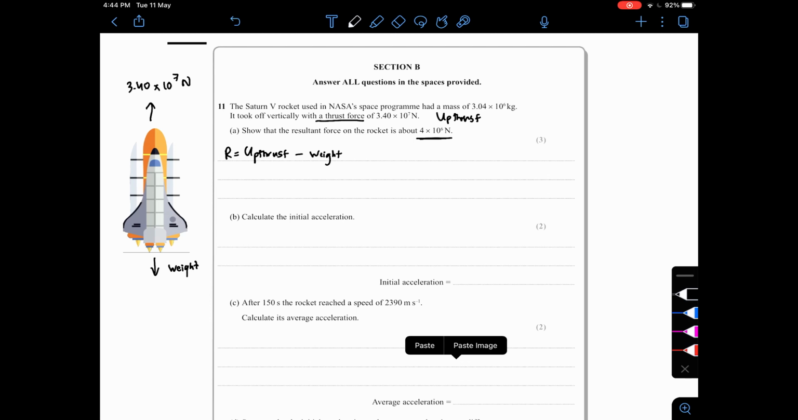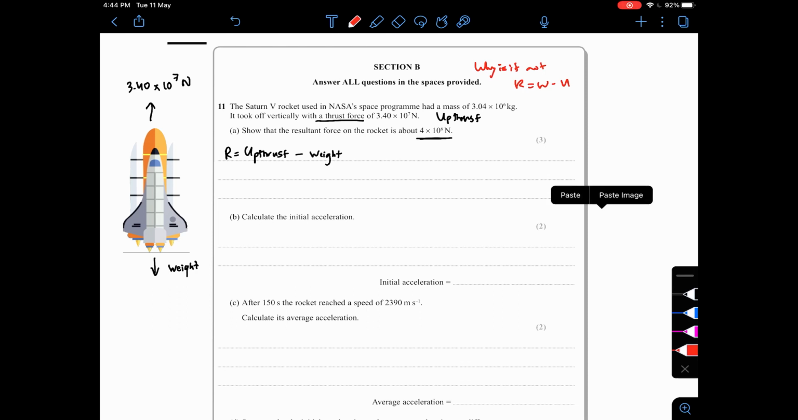Now why is it upthrust minus weight and not weight minus upthrust? Now that's because the Saturn rocket is taking off. So imagine if the weight was larger than the upthrust, right? It is bigger than the upthrust. Then the rocket would never take off, right? The rocket would never take off. So that means that the upthrust must be greater than the weight. So that's why we do upthrust take away the weight.